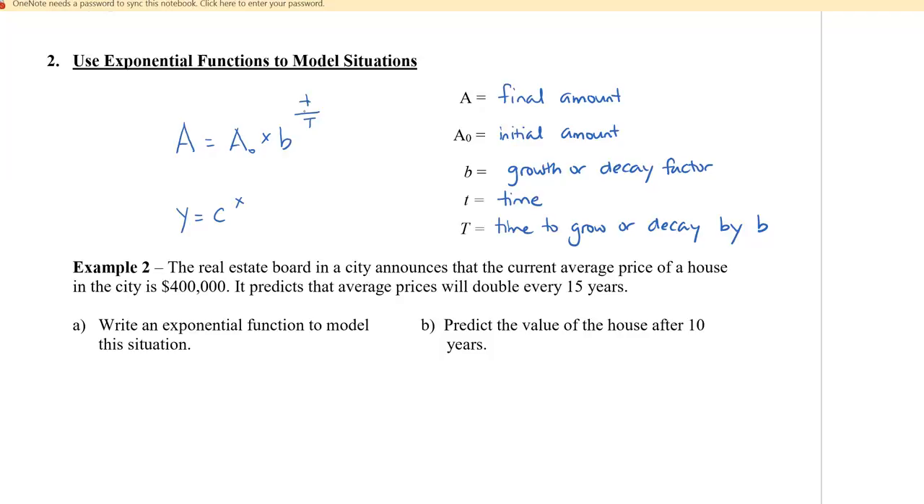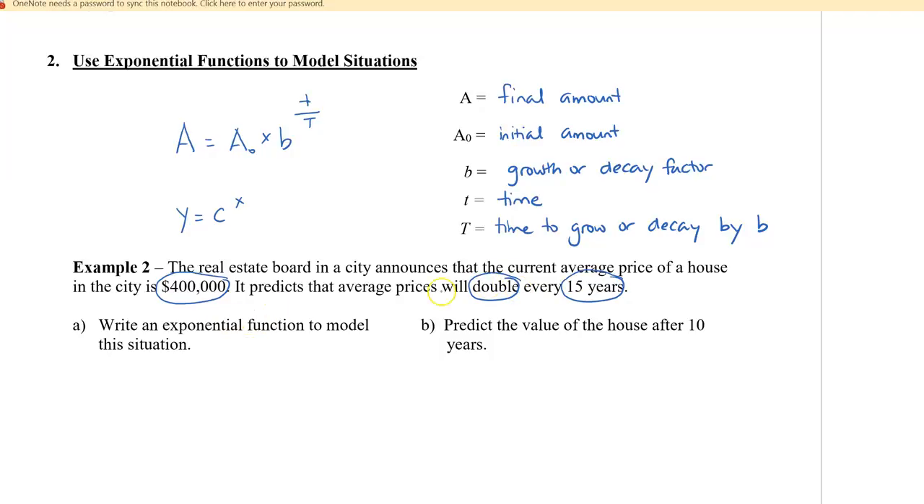The real estate board in a city announces that the current average price of a house in the city is $400,000. It predicts that average prices will double every 15 years. All right, so I'm going to circle the numbers that are important. So the numbers that are obvious are 400,000 and 15, but we also have the word double here, which also gives us the number 2.